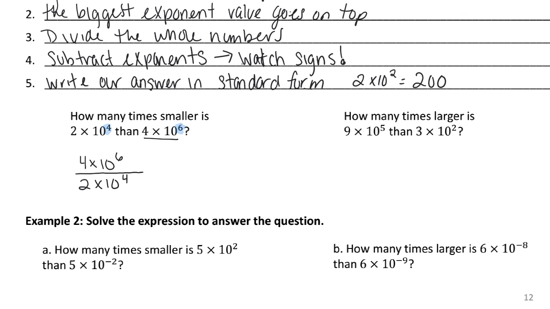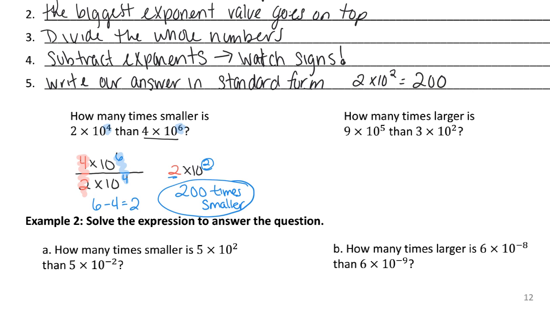And then, just like before, now we divide our whole numbers, and we get 2. We keep our times 10 to the n, and then we subtract our exponents. I'm going to do that below. 6 minus 4 gives us 2. So now this is 2 times 10 to the 2nd. So remember, to go from scientific notation to non-scientific notation, these are pretty much our zeros at the end. So this is 200 times smaller. Okay, because that's what 2 times 10 to the 2 means.